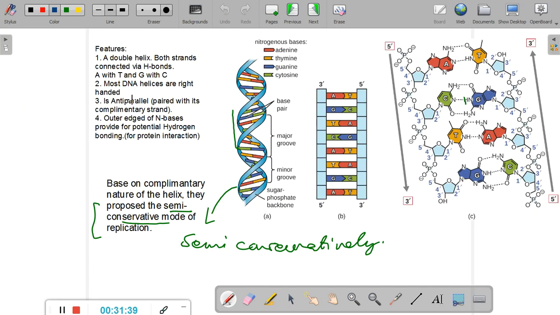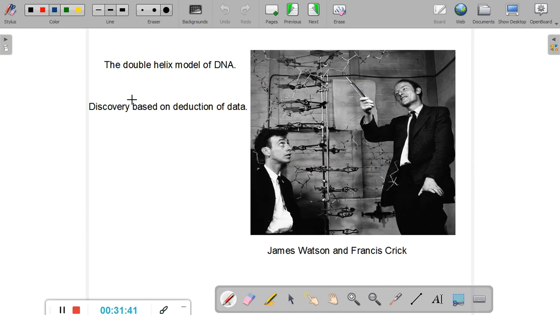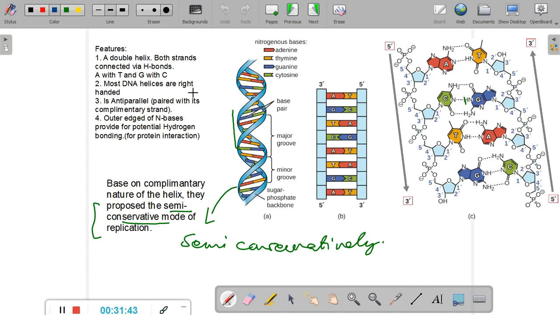So far, what Watson and Crick, these two individuals, did was brilliantly take all the data, come out with all the features, propose it, and leave it for the rest of the world to ponder on it, to experiment on it, and to say, well, you're wrong. But it turns out that whatever experiments were conducted on these particular features that they proposed, and even on the semi-conservative mode of replication, turned out to be true.